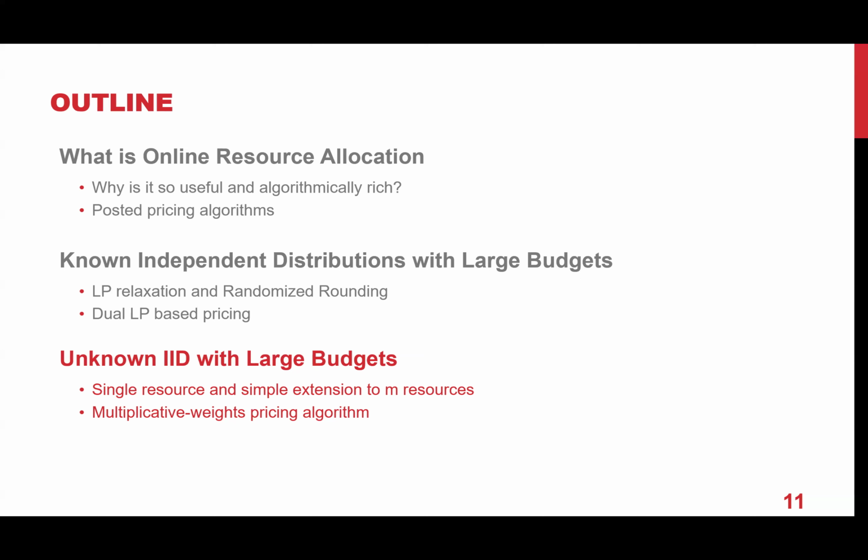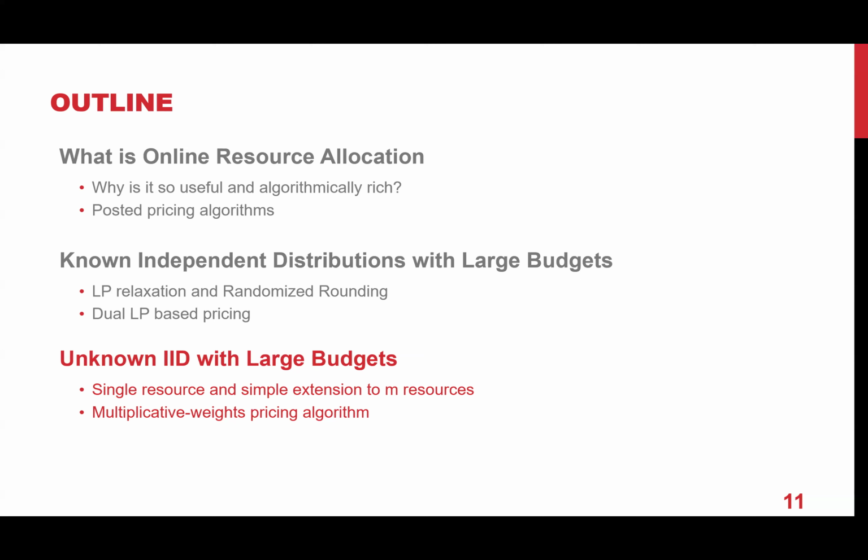I can use the first few requests to learn whatever I want to learn and then hope to use that information and exploit it in the future, because these are literally IID requests from the same underlying distribution. So I don't even need to know any offline information upfront. Questions?